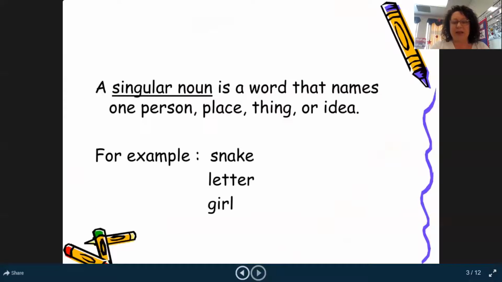What is a singular noun? A singular noun is a word that names one person, place, thing, or idea. For example, snake, letter, girl. If we had more than one, we would just add an S, right? That's called a plural noun. Singular noun is just one.